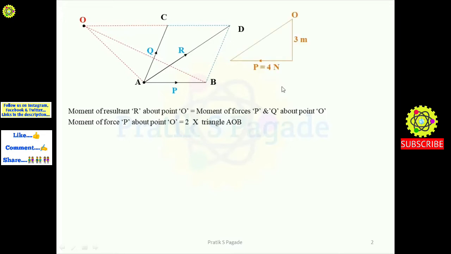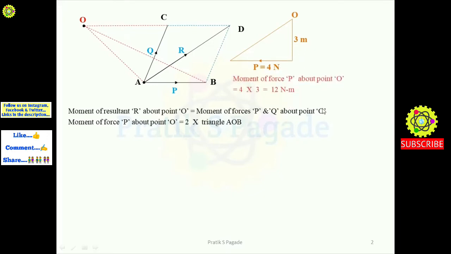For that, we will consider this right angled triangle. You can see this is the point O, and this is the force P. On this, the force is applied at a distance of 3 meters. When we need to find the moment of this force about point O, we take the value of force P into the perpendicular distance between the line of action of the force and the point about which we need to calculate the moment. So here it will be 4 into 3, which gives us 12.